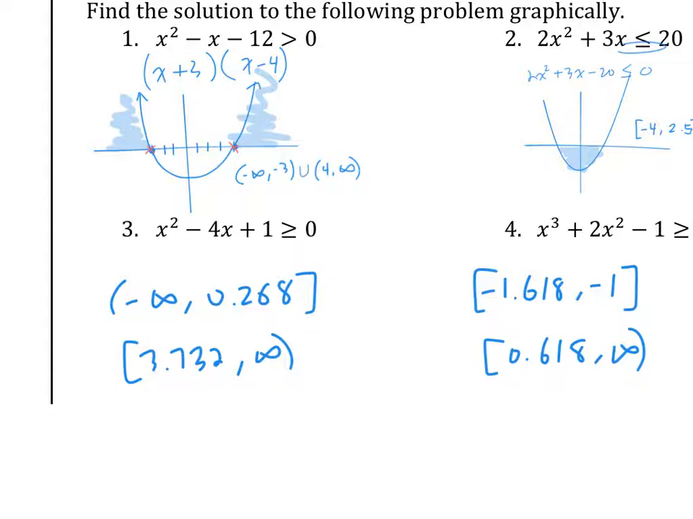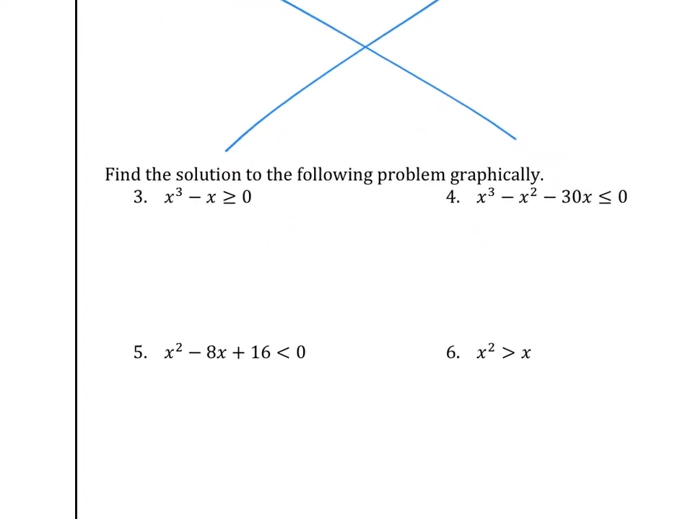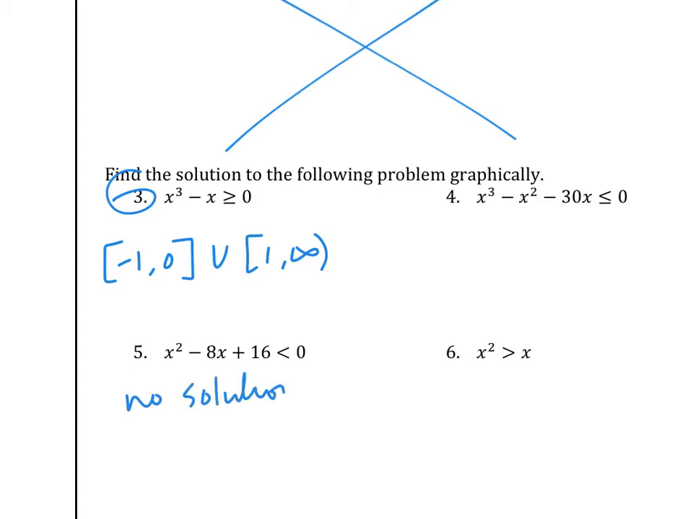Okay, let's go on to the next page. I'm going to skip the algebraic ones because I know you guys know how to solve them. Let's try to do this graphically again. We don't have a lot of time. Let's have you try number 3. Let me give you the answer so you can go home and check. For those of you who did 5 and 6, 5 is no solution. 6 is negative infinity to 0.1, and 1 to infinity.